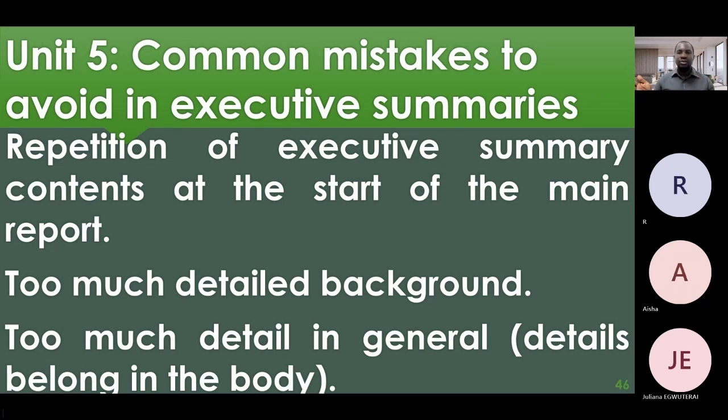Number 1, repetition of executive summary content at the start of the main report. So avoid, in the key findings, reporting the same thing in the conclusion. So in the key findings, maybe you are saying revenue is going up, and the second finding is cost of sales is also going up. Avoid those same 2 in the conclusion and the recommendation. So if you've said in key findings, the first 2, revenue went up, cost of sales went up, look for other things to conclude on. So those are 2 points.